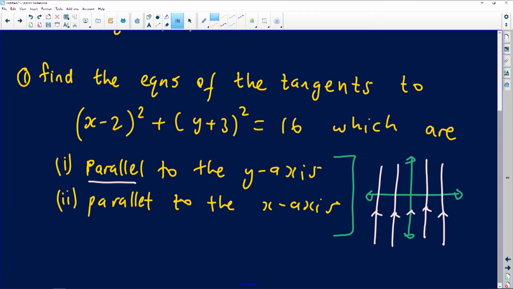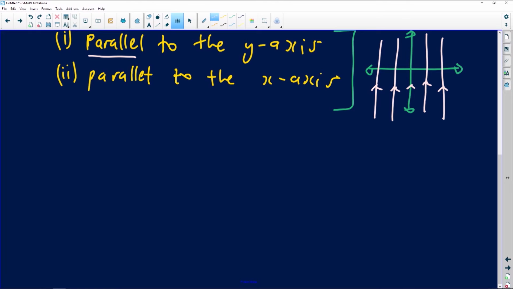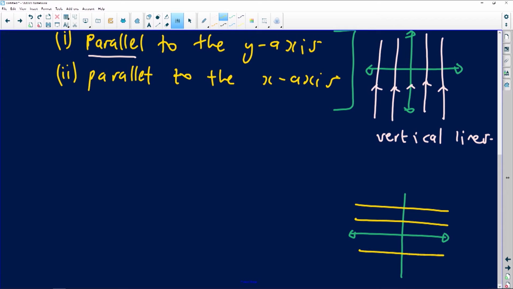The second question is asking for those that are parallel to the x-axis. What would those look like? But before I even get there, the lines that are parallel to the y-axis are what we call vertical lines. Those are going to be vertical lines. And then there are the ones that are parallel to the x-axis. What do those look like? Well, the ones that are parallel to the x-axis are simply going to be horizontal lines. They look something like this. They will all look like this, or like that, or like this, or like that. These are the ones that are parallel to the x-axis.